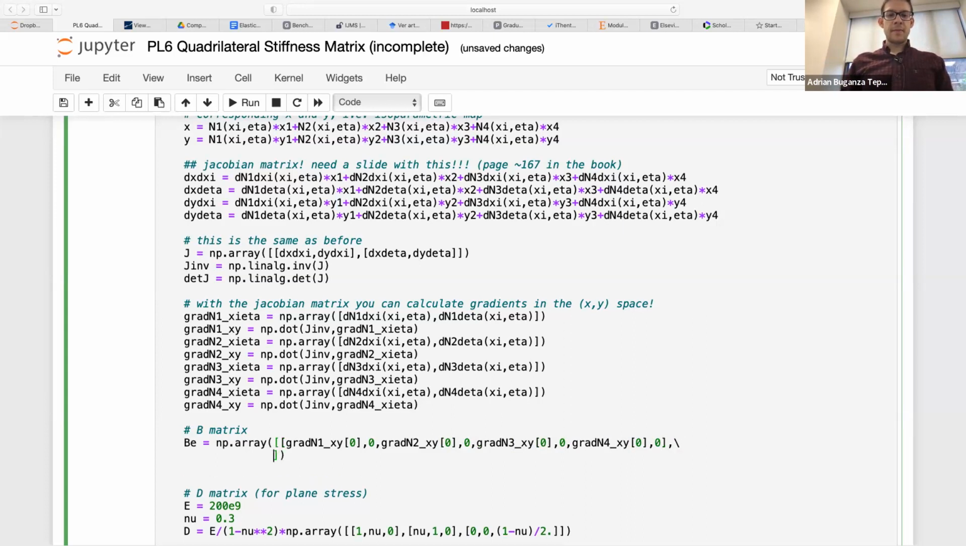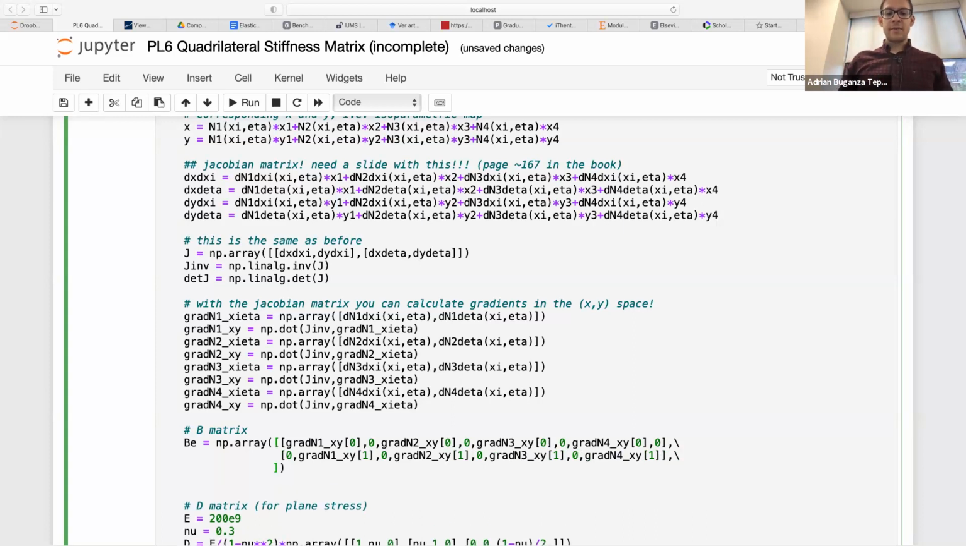Then the second row for the elasticity problem is 0, and then dn1 dy, 0, dn2 dy, and the dy is because now I'm doing bracket 1. Again, grad n1 xy has both components. It has the dn1 dx in the 0 and then the dn1 dy in the y. So that's why I'm using the bracket 0 here for the derivative with respect to x, the bracket 1 to get the derivative with respect to y. So again, the second row is 0, dn1 dy, 0, dn2 dy, 0, dn3 dy, 0, dn4 dy.